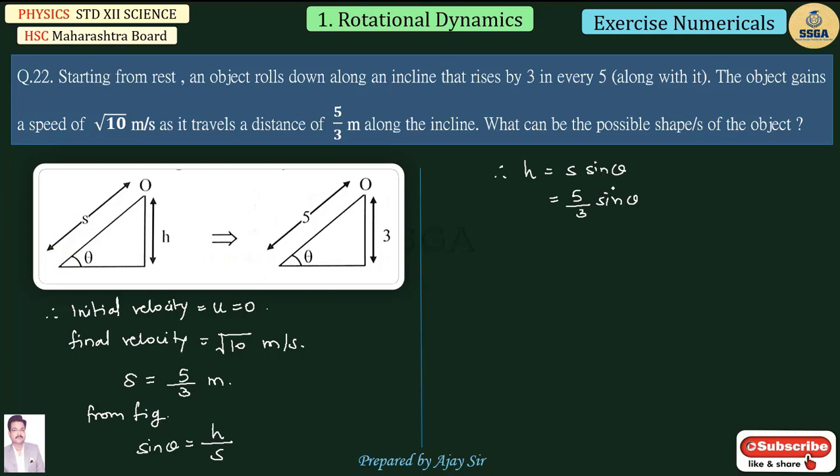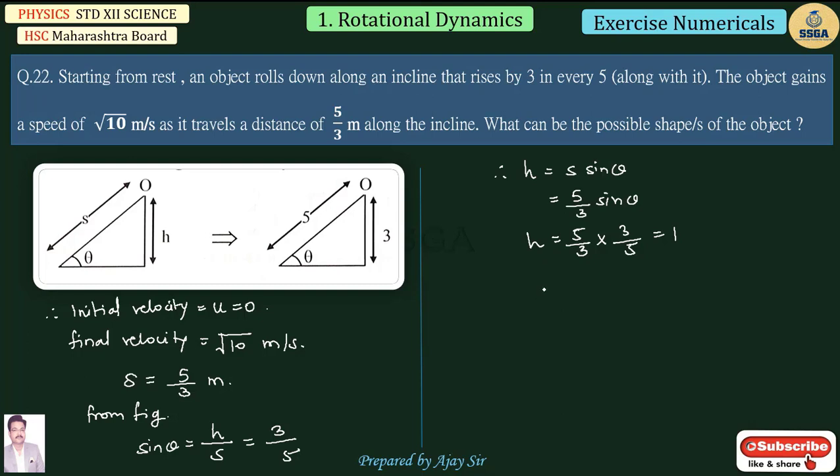Therefore sin theta, from the figure again you will get, sin theta is equal to h upon s, which is equal to 3 by 5. So again we can write 5 by 3 into 3 upon 5, which is equal to 1. This 3 gets cancelled, 5 gets cancelled. So h is equal to 1.